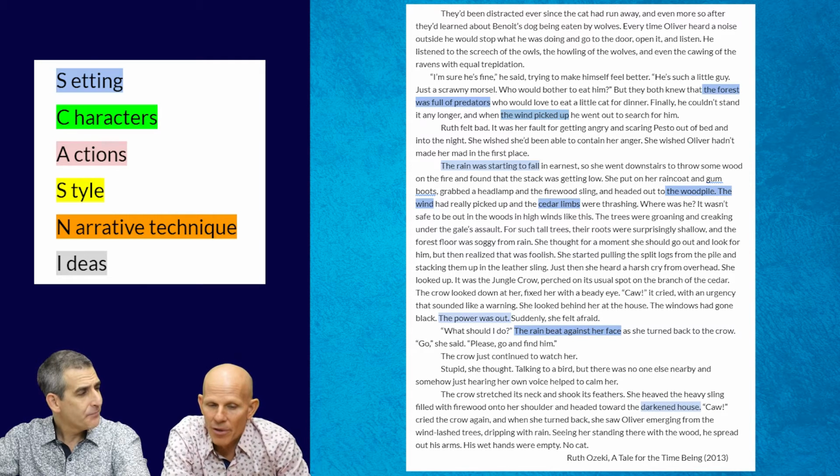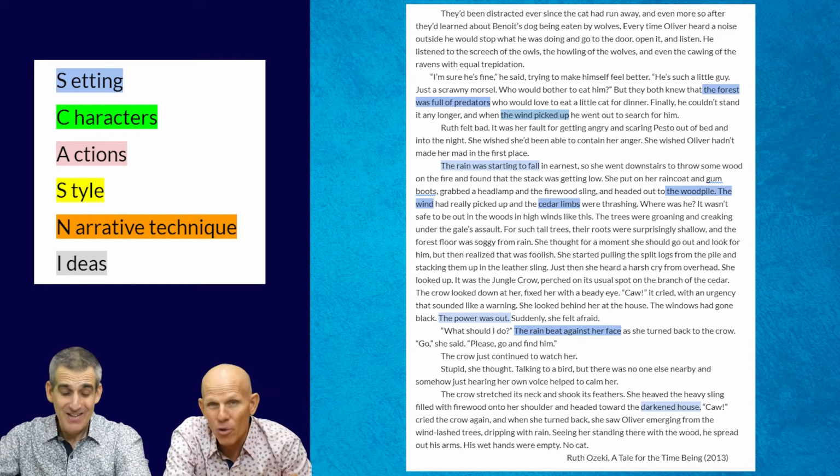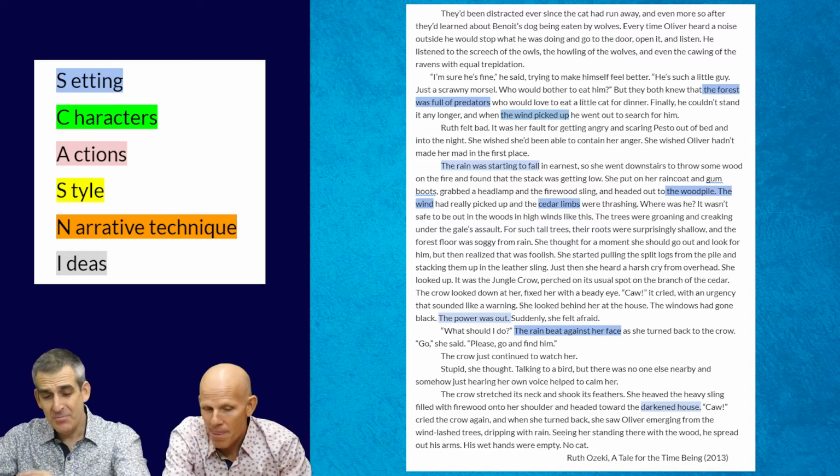Yeah, I think it is. I mean, they're obviously collecting wood. They are out in the forest. There's a lot of natural things outside that are quite threatening and scary. Perfect. Continue, please. Let's move into the character.